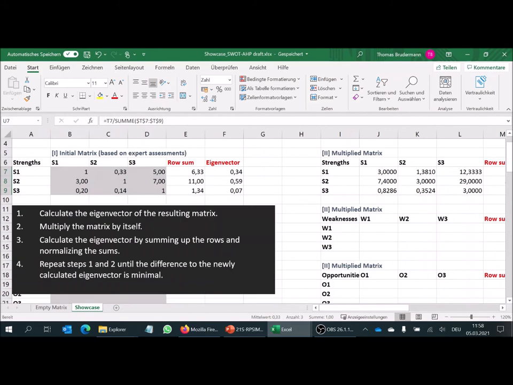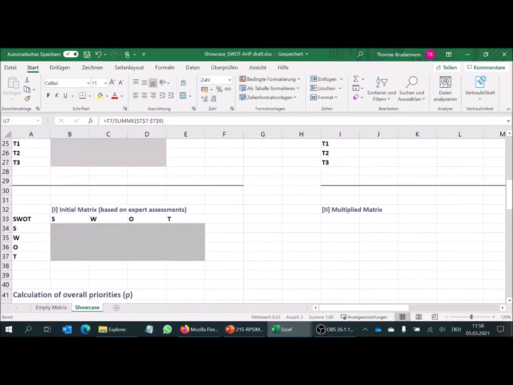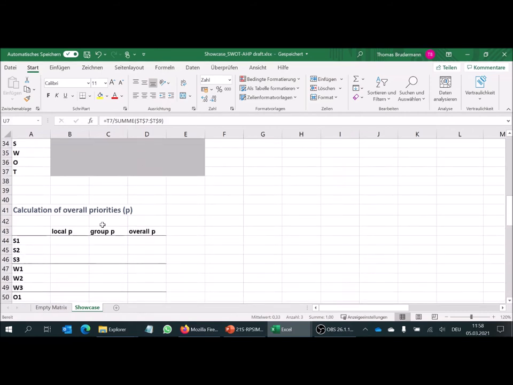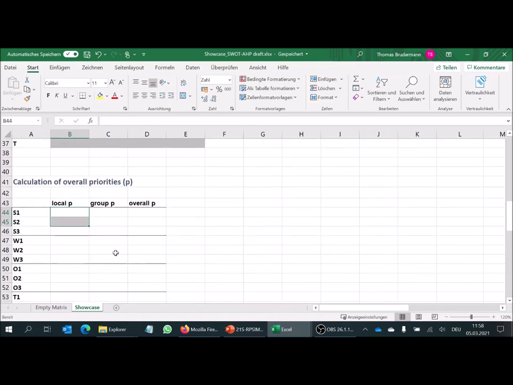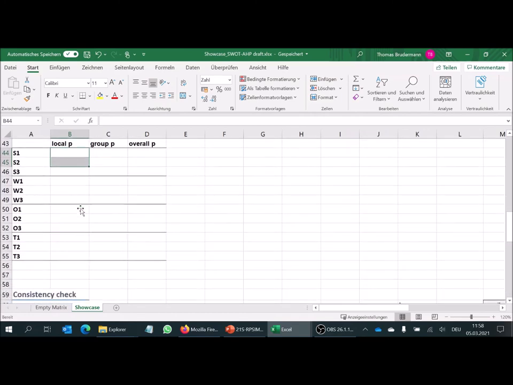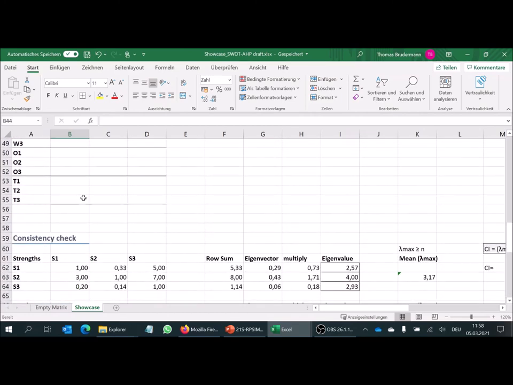matrices. And when you're done with that, you will also calculate such a matrix for the SWOT factors. Okay, again, multiply everything, determine the relative priorities of the SWOT factors. And this gives you the local priorities. So for the strengths, we already calculated this. Then you will get group priorities for each strength, for each weakness, for each opportunity, and for each threat. And by multiplying these, you get this overall factor priority. I will not show this now because this is quite trivial.